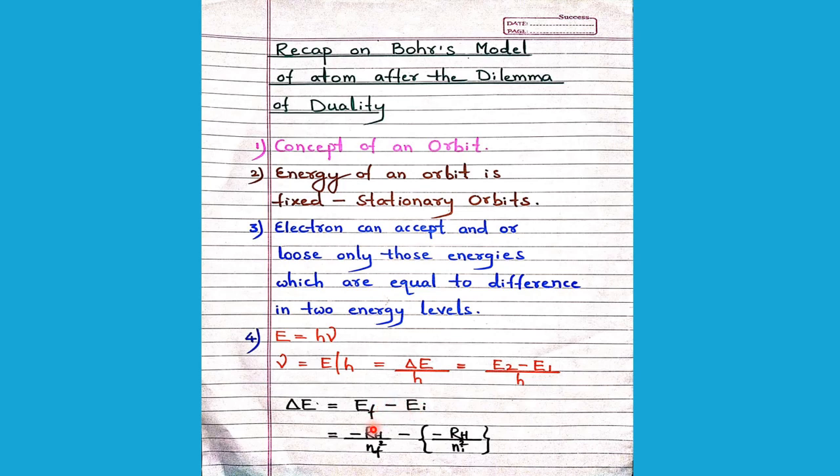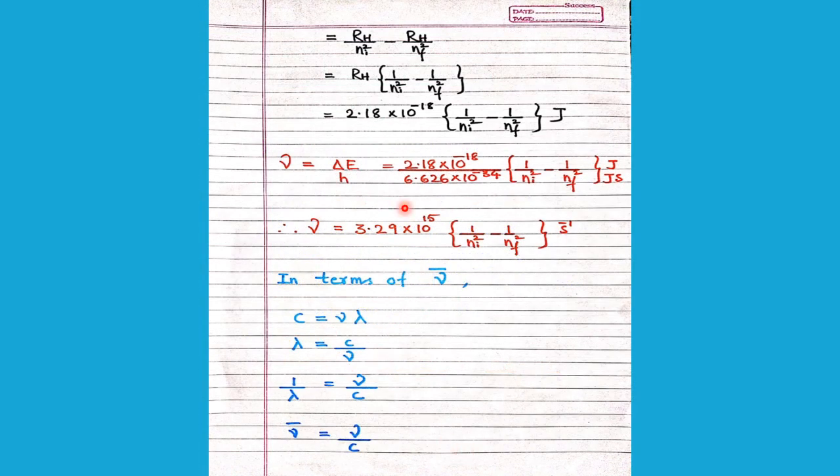Using the Rydberg constant value, I have taken minus RH upon Nf square, and for the initial also minus RH upon Ni square. Then minus of minus becomes plus. So I have taken Ni first here: RH upon Ni square minus RH upon Nf square. Taking RH common, this is the equation. Putting the value of RH here, 2.18 into 10 to the power minus 18 into the bracket expression, in joules.